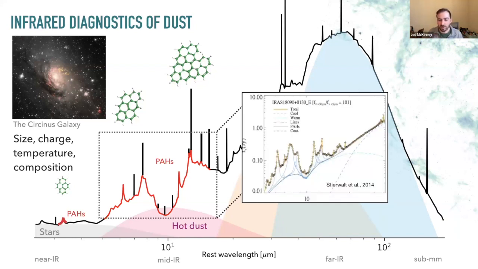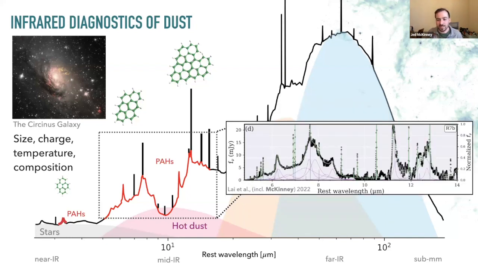So here I'm showing some work from the GOALS survey, from Sabrina Stierwalt's paper in 2014. And you can see those broad features are attributed to these polycyclic aromatic hydrocarbons. And JWST is unveiling these features in exquisite detail. This is Thomas Lai's work from local galaxies, again using these PAH bands to diagnose the properties of dust.